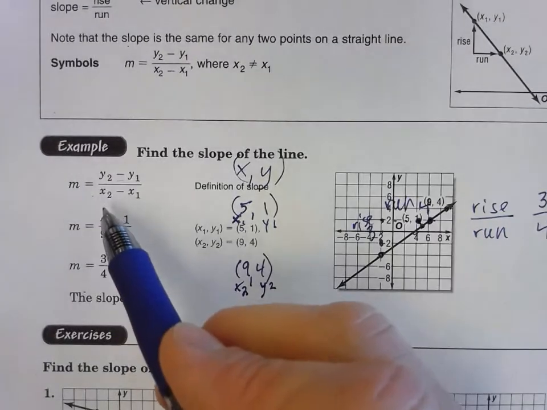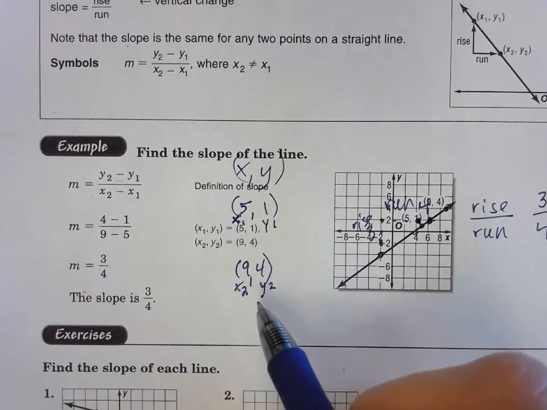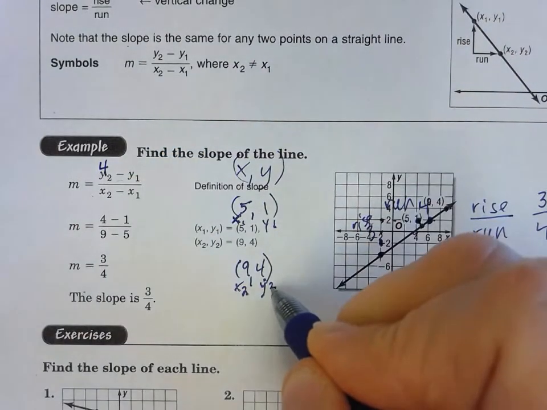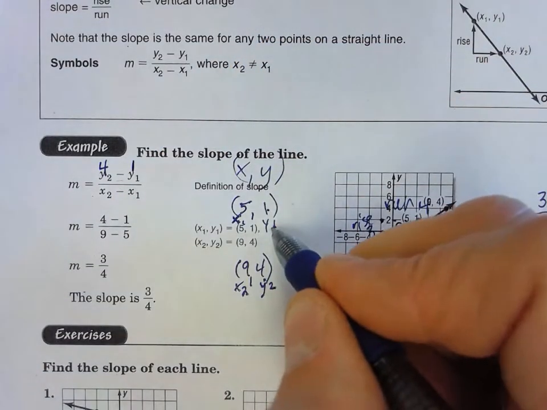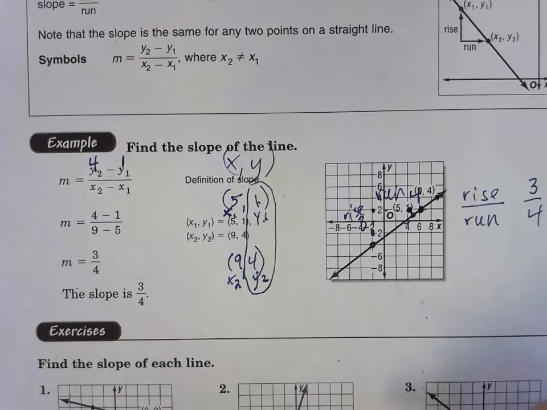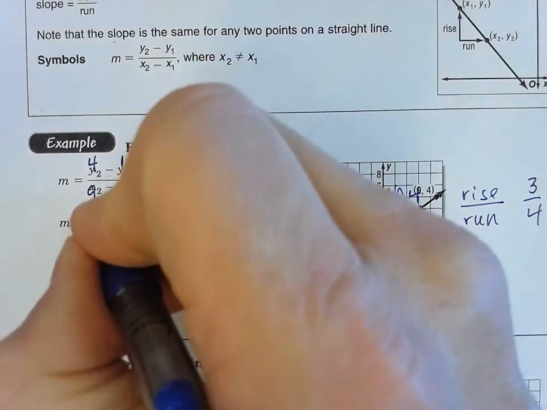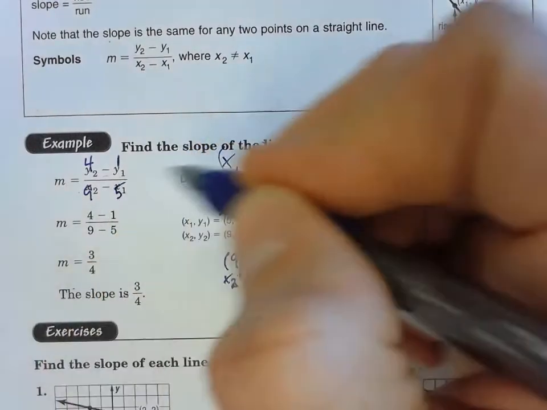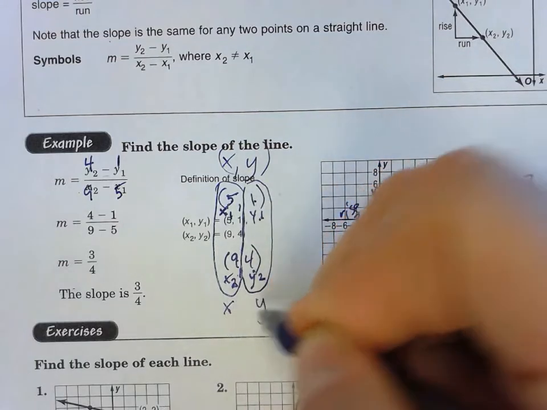So if we bring them over here to our formula, y2 minus y1 over x2 minus x1, we're going to take the 4 and put it there because that's y2, and we're going to take the 1 and put it there because it's y1. So we've got the y's right there, y2 and y1 together. And then we've got the x's over here. x2 is 9, and I'm going to put it right there. And then x1 up here is 5, and I'm going to put it right there. Those two go together, x2 and x1. So these are the x's, these are the y's.